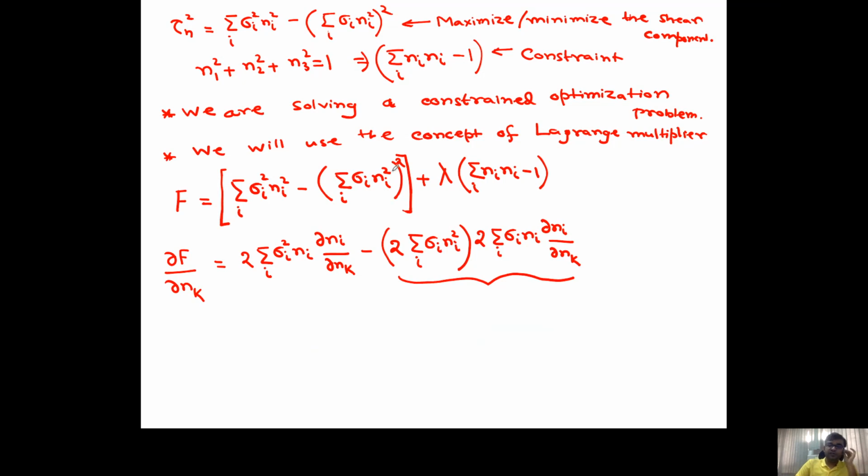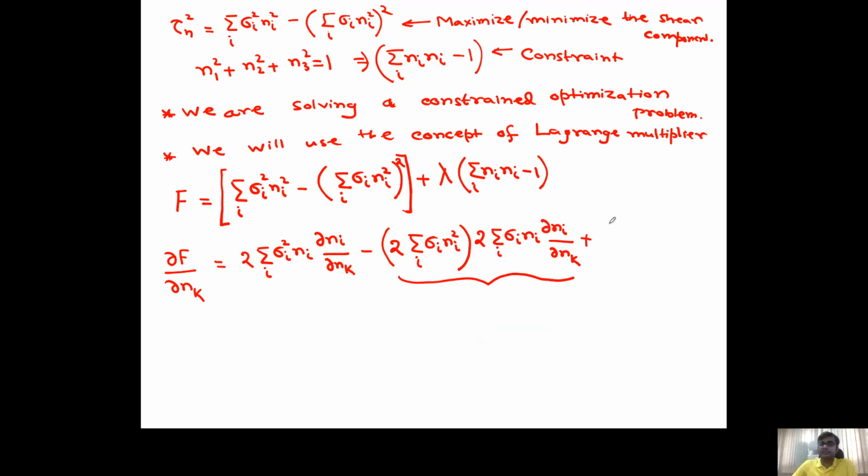I'm repeating myself. So there is this summation over i of (sigma_i n_i squared) whole squared. First we take the whole square, and that becomes 2 times what was inside the bracket. Then we take the derivative of what was inside the bracket. So that becomes 2 again, summation, sigma is not a function of n, and then there is n_i squared, which becomes 2 n_i, and then the derivative of n_i with respect to n_k, which is del n_i by del n_k. So that is what we are getting here.